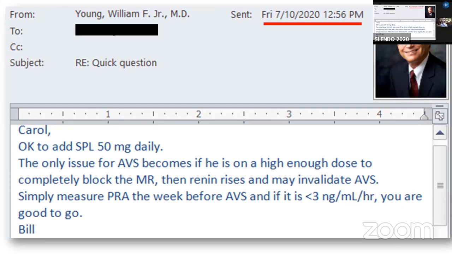So back to the email, I said, simply measure PRA the week before AVS. And if it's less than 3, it doesn't have to be completely suppressed. It just can't be high. If it's less than 3, you're good to go.